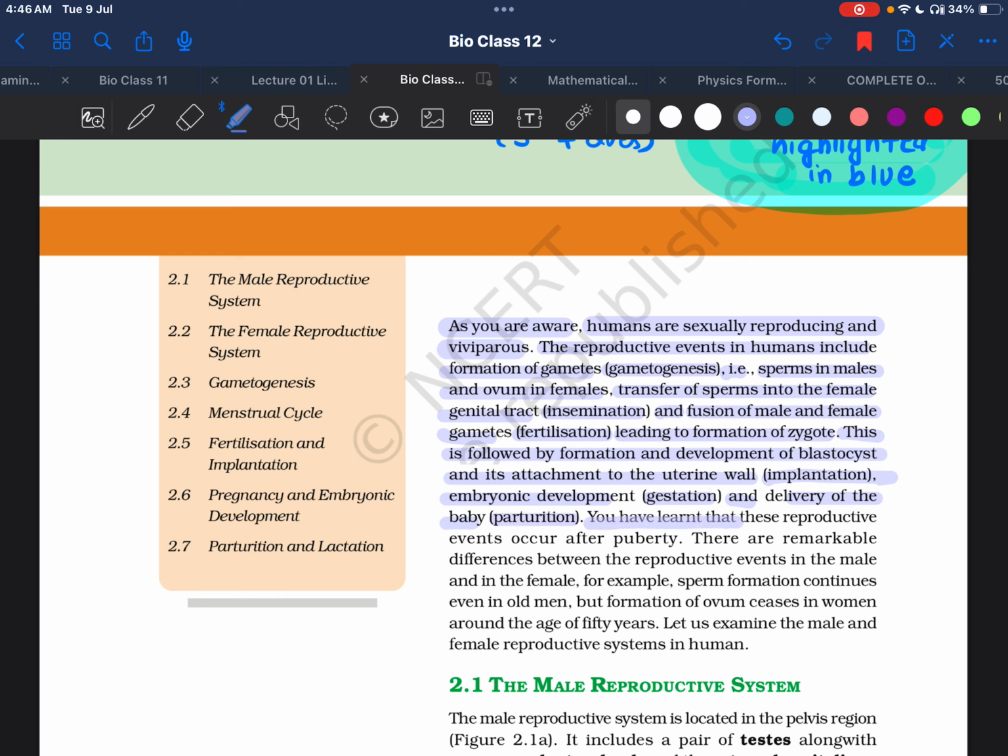You have learned that these reproductive events occur after puberty. There are remarkable differences between the reproductive events in the male and in female. For example, sperm formation continues even in old men, but formation of ovum ceases in women around the age of 50 years. Let us examine the male and female reproductive systems in humans.